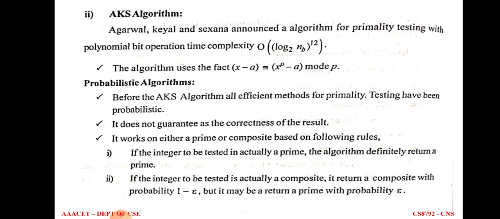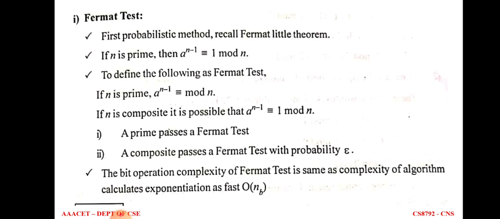The second kind is the probabilistic algorithm. It is a little bit more efficient compared to the deterministic algorithm, but it does not give any guarantee of the correctness of the result. Similarly, it has three tests. One is the Fermat test. That rule is a power n minus 1 congruent to 1 mod n. This is not an equal symbol, this is a congruence relationship. What is that congruence relationship? I will explain later in the slides.